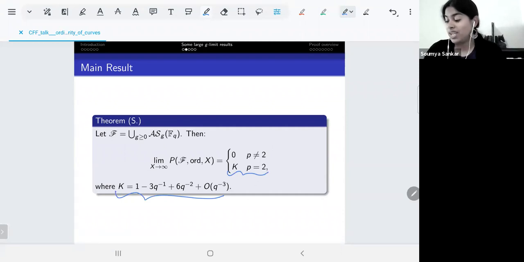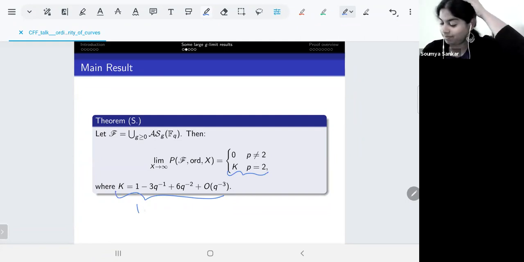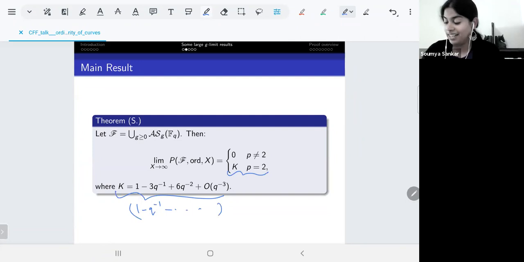What happens in the p equal to 2 case is that Artin-Schreier curves are also hyperelliptic curves, and the hyperelliptic locus is very nice. And so this is what you get. And I should also say that this is not equal to the CEZB prediction, because their constant is like 1 minus q to the negative 1 plus something, and it doesn't agree. If you try to approximate both of these with the computer, you don't get the same thing.